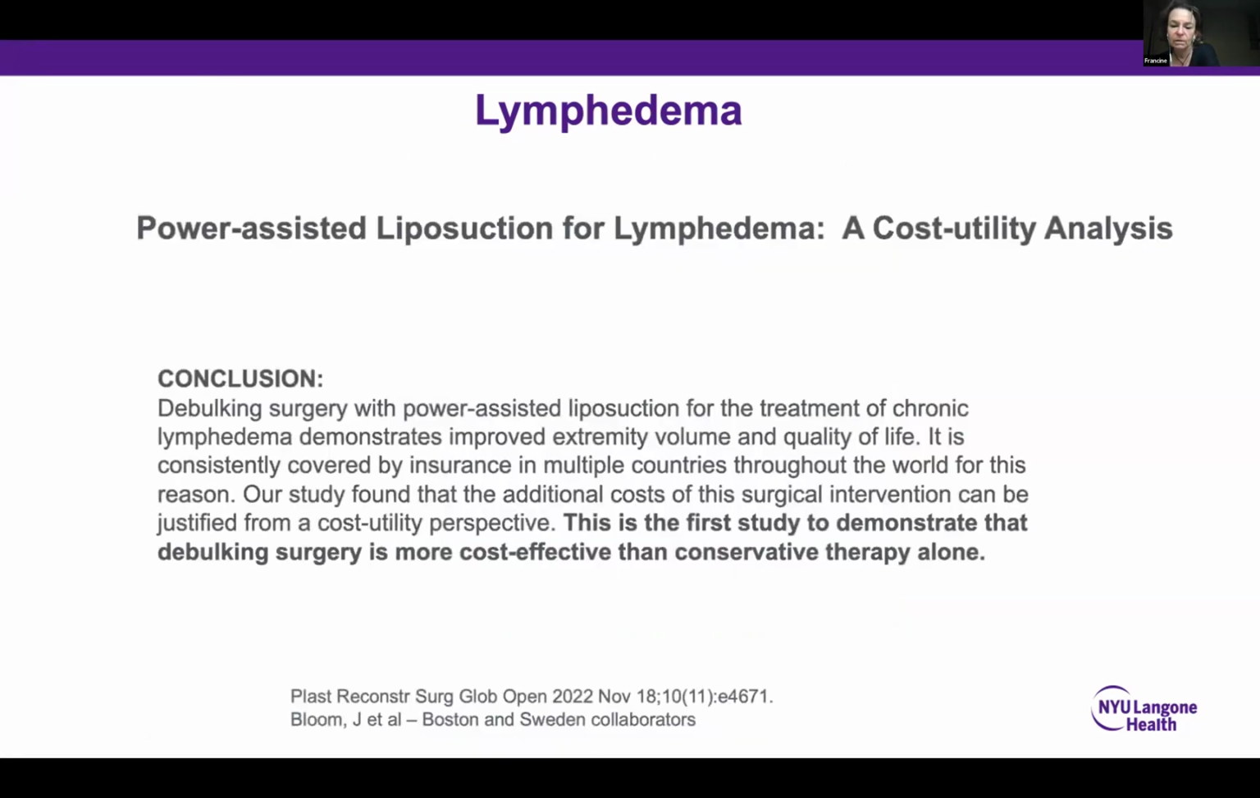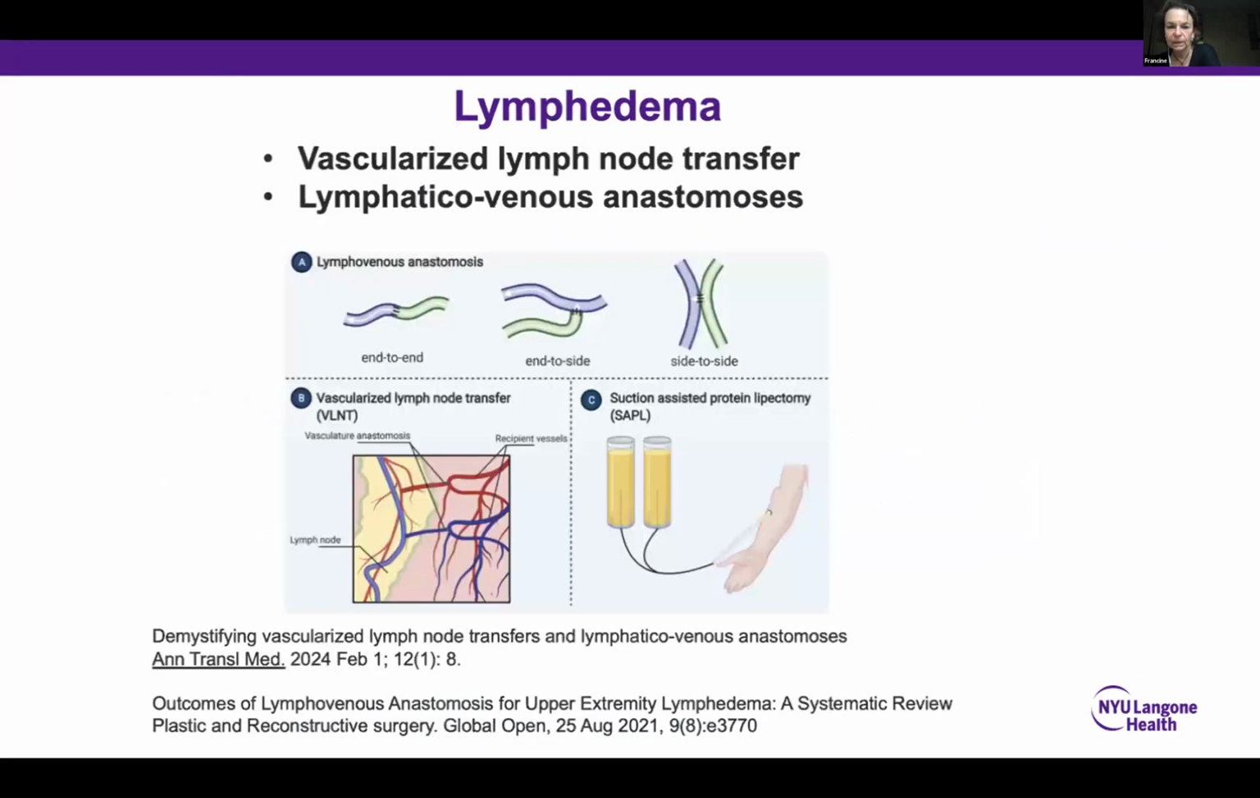And then there was a relatively recent paper by the Boston group and also the Swedish collaborators, so Dr. Brorson, where they combined debulking surgery and liposuction, and they demonstrated that it was more cost effective than conservative therapy, which is basically massage and compression. So that is something that surgeons would be interested in.